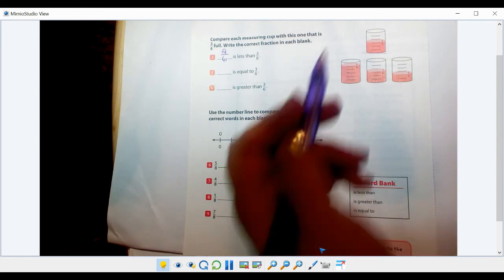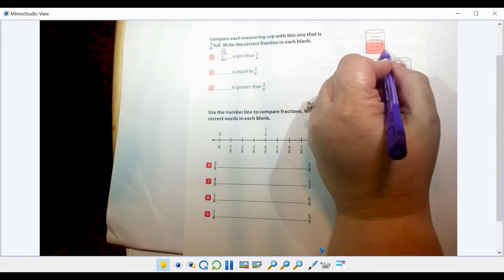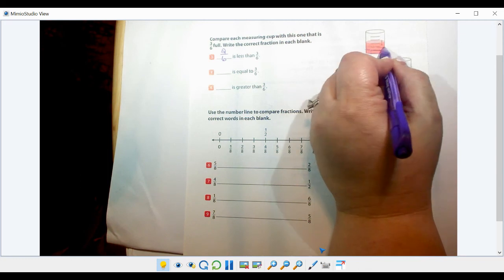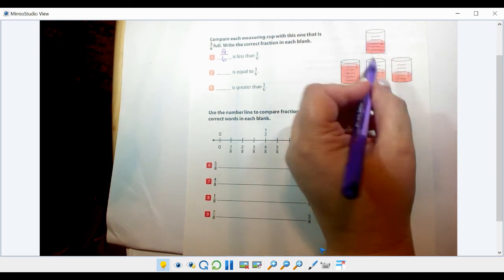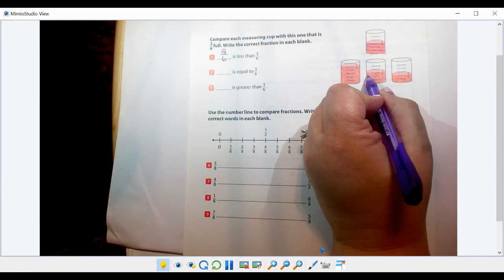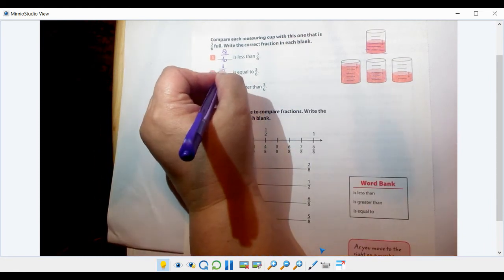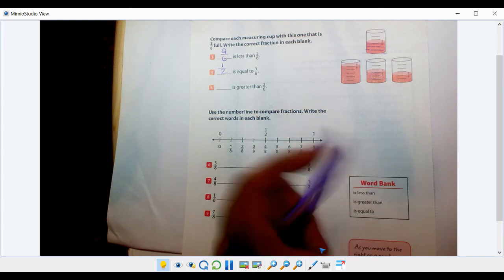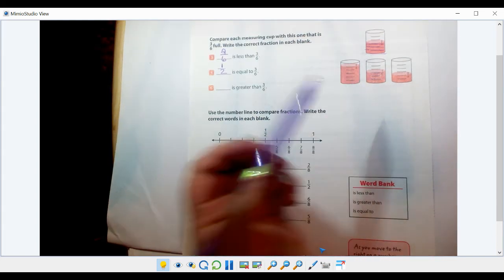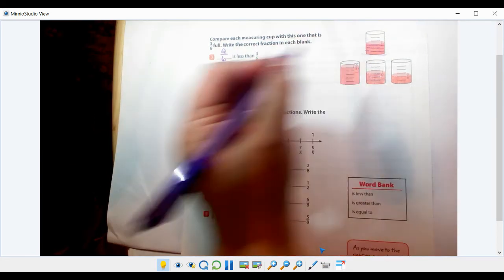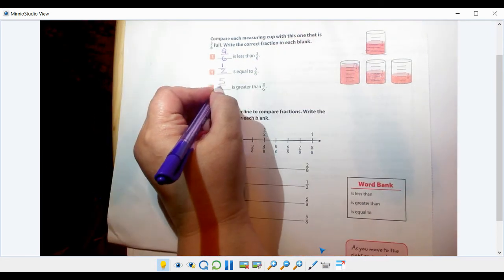Now, if I'm thinking about equal, I can see up here that this one goes 1, 2, 3. And this one also is 1, 2, 3. So 1/2 is an equivalent fraction that is equal to 3/6. And then finally, question 5, what is greater than 3/6? Well, the one that has the most and has more is right here. And this one tells us that it is 5/6 of the way full.